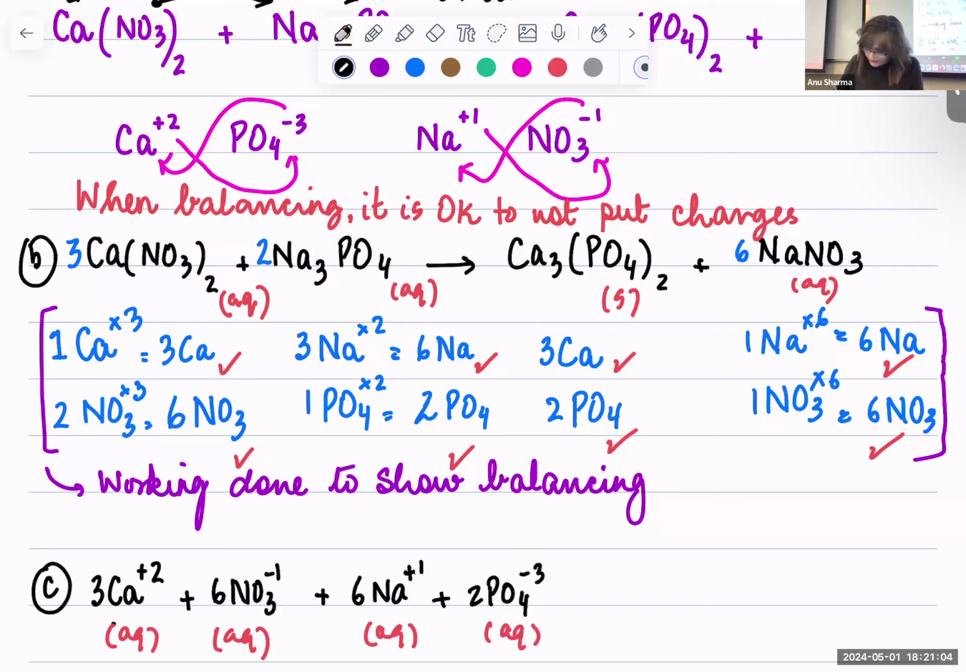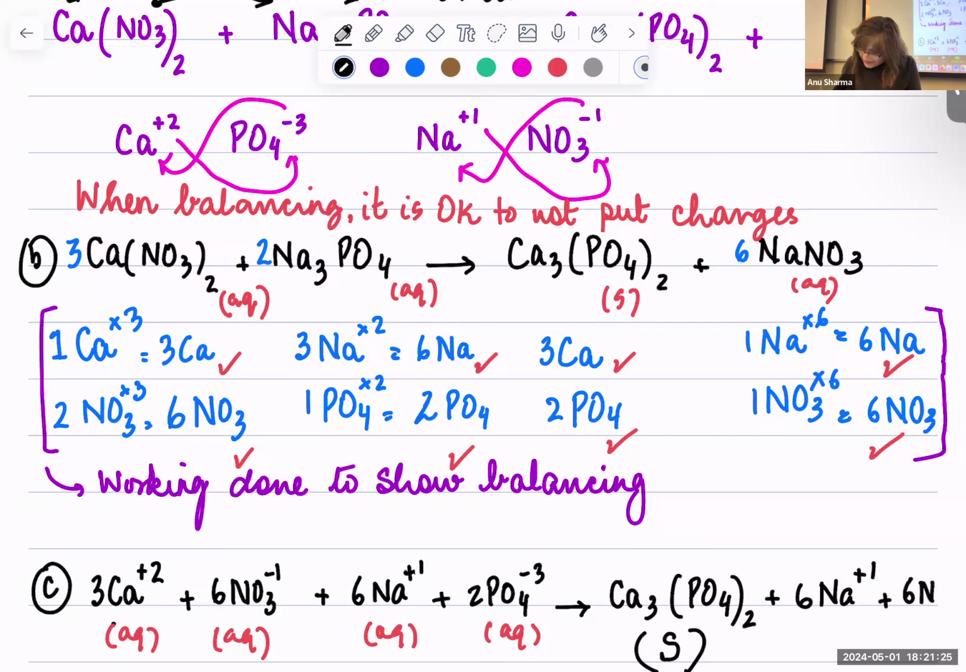Okay. And then what do you have here next? Is the Ca3(PO4)2, this one will not split, because it's a solid, so it will remain as it is. But you will have 6 sodiums with +1 charge, and then you have 6 nitrates with -1 charge, and these are aqueous. And the other one is also aqueous. Okay.